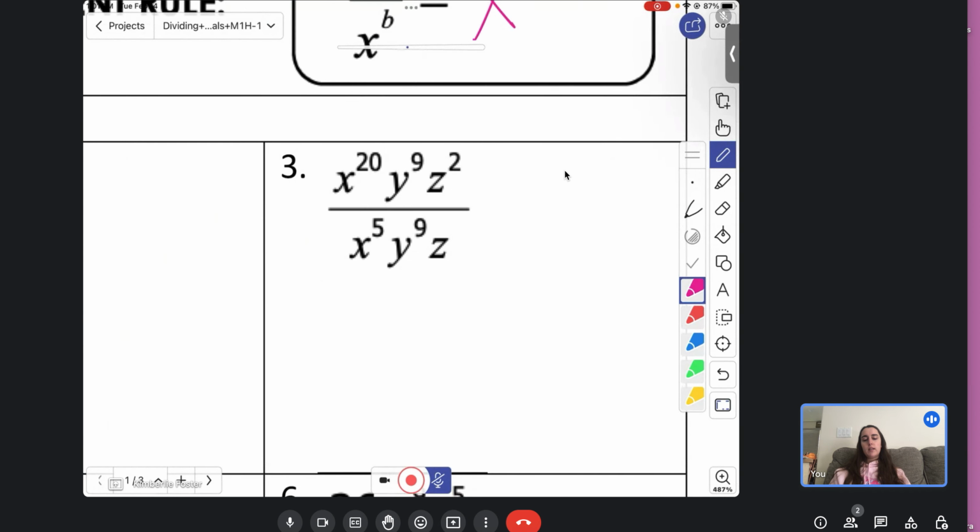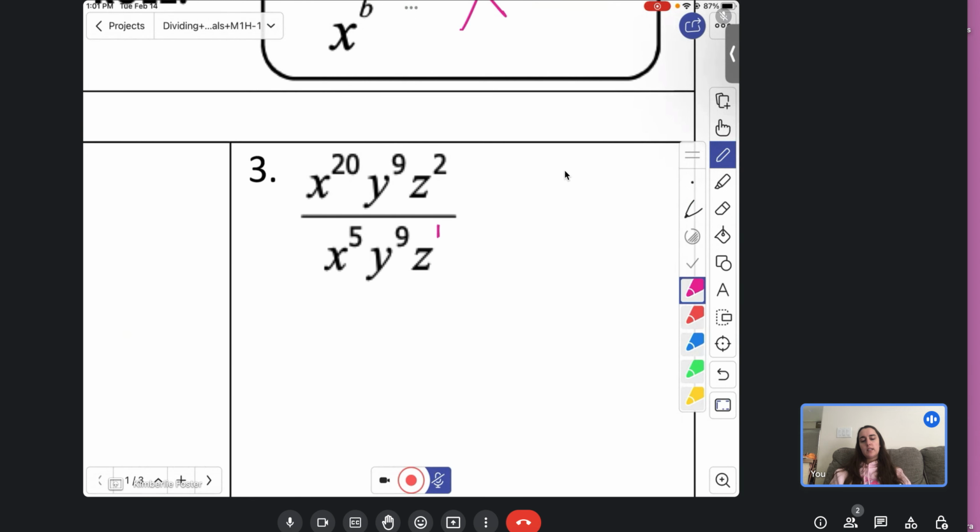Alrighty. Okay, so same thing here, and I like to draw my invisible ones in because I think it just helps us to see it visually. So here I have x's, y's, and z's. So I'm going to subtract my exponents for x's, y's, and z's. So for x, 20 over 5 is 15. So I have x to the 15th. Y to the 9th, y to the 9th. I have a lot of students who just write y.